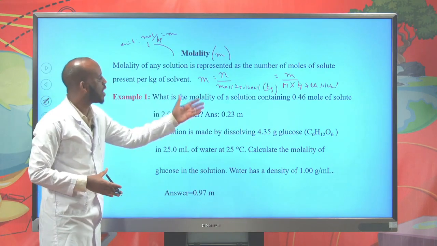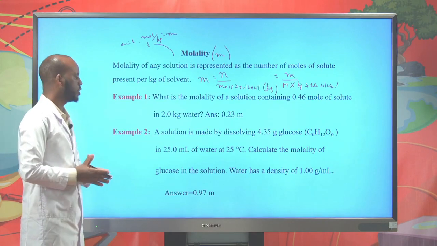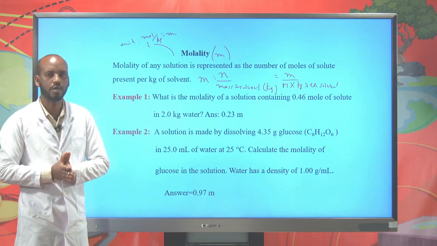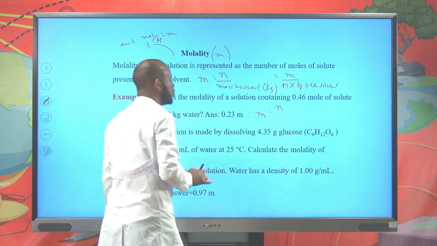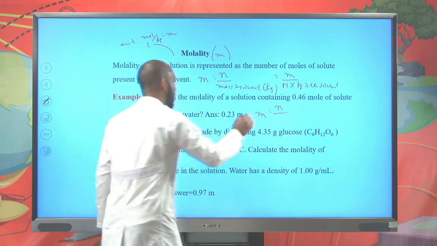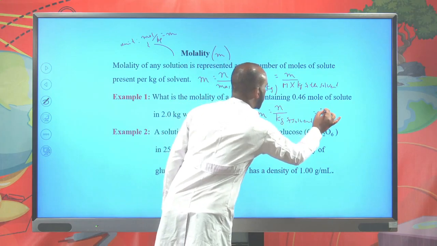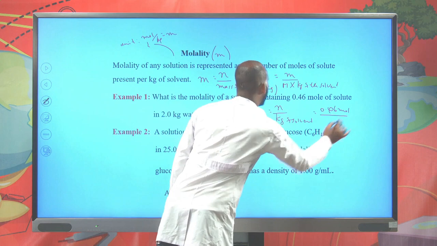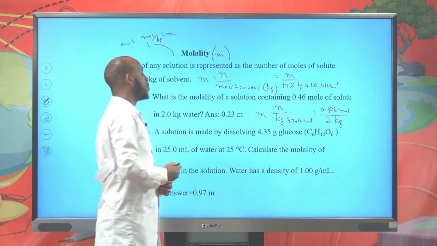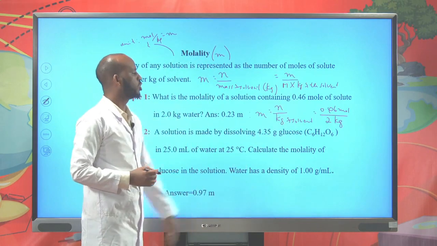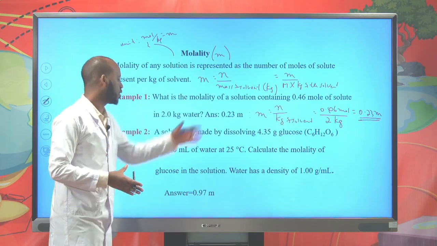For example, what is the molality of a solution containing 0.46 mole of solute in 2 kilogram of water? You are asked to calculate molality of a solution. One way of expressing concentration of a solution is using molality. Therefore, molality, small m, equals number of moles of solutes divided by mass of solvent in kilogram. Number of moles of solute is 0.46 mole, divided by kilogram of solvent, 2 kg of water. 0.46 divided by 2 is 0.23, equals 0.23 molal. 0.23 molal is molality of this solution.